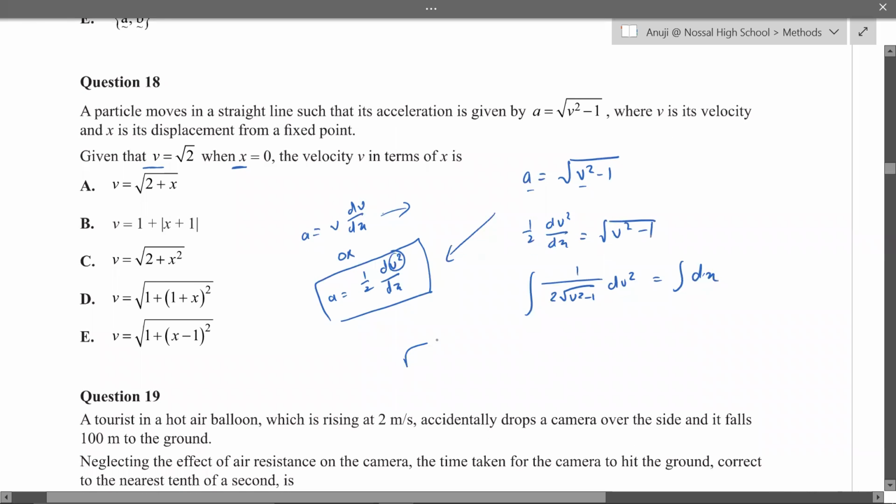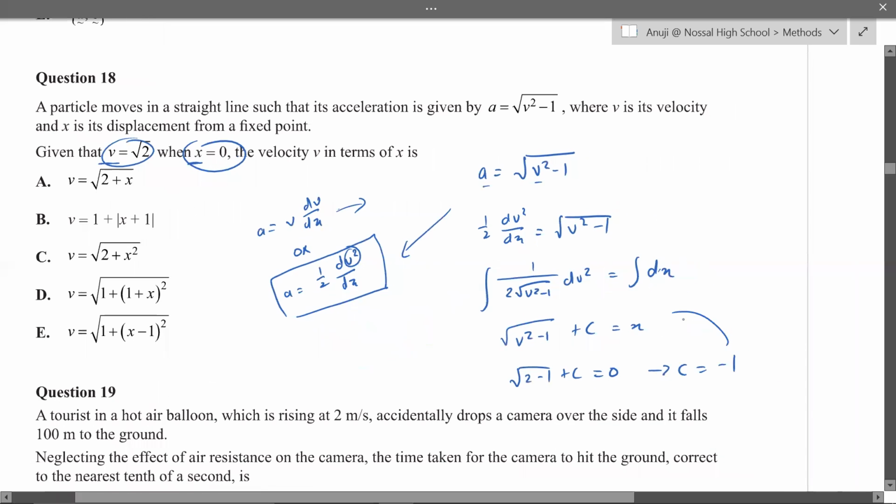And this is kind of like your square root function. If you do d/dx, you just get 1 on 2 square root x minus 1. So you kind of know that's already V squared minus 1, plus C equals x. And then you can sub in the initial conditions. So 2 minus 1 plus C equals 0. So then C equals minus 1.